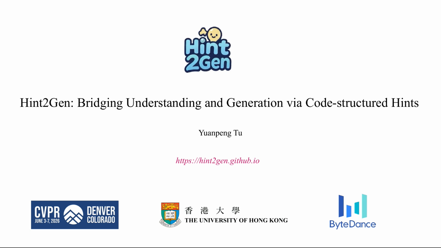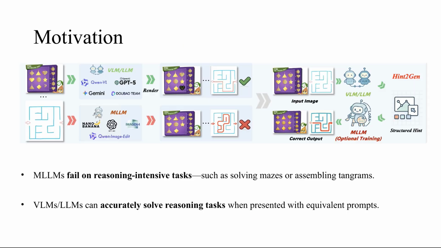In recent years, unified text-to-image models like Phlox and Imagen-4 have achieved incredible visual fidelity. However, they consistently fail when it comes to reasoning-intensive tasks, such as solving a maze or assembling a tangram. Our work, Hint2Gen, aims to bridge this gap by introducing code-structured hints, a mechanism that connects high-level symbolic reasoning with precise pixel-level generation. Please direct your attention to the comparison.